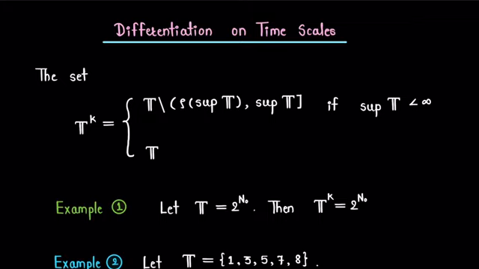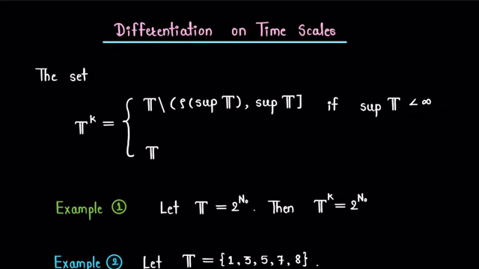So if for a given time scale T we have supremum of T is some finite number, then the set T to the power kappa will be T minus the interval which is open from rho of supremum T and closed to supremum T. So when the supremum of T is some finite number, then T to the power kappa will be T minus, we are eliminating the left scattered supremum point of the given time scale from this T. So that set will be T to the power kappa. And if we can't determine the supremum point of the given time scale, then the set T to the power kappa will coincide with the time scale T.